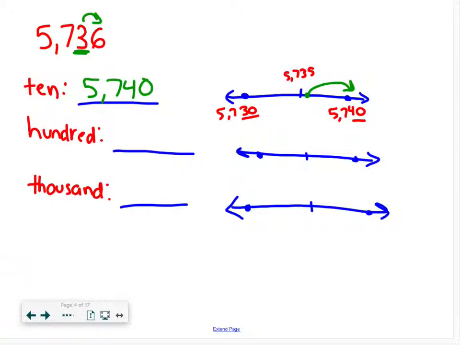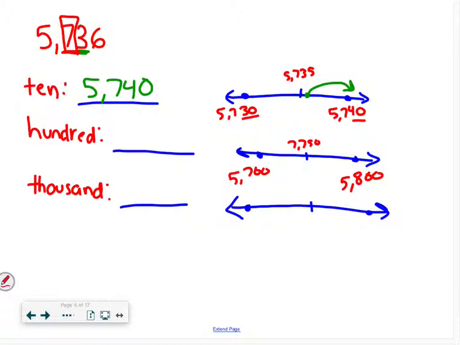The next one is the hundreds place. So now I am in the hundreds, and I have 700. So I am either going to keep it at 700, or I can move it up to 800. But don't forget, I still have that 5,000. Halfway between 700 and 800 is 750.